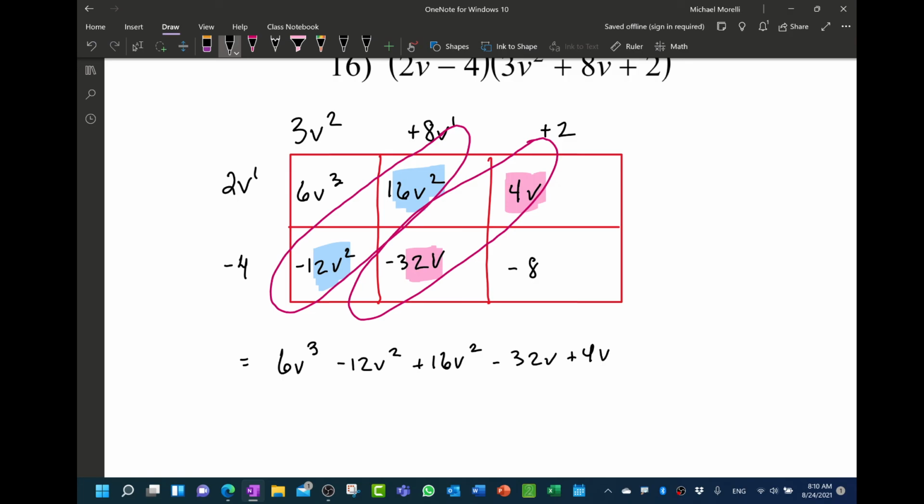All right, so we'll do that now in this last step. We have 6v cubed. And then how about negative 12 plus 16 gives us positive 4, right? V squared. And then negative 32 plus 4, well, negative 32 plus 4 is kind of like subtracting 4 from 32, but stick in the negative sign. So would that be 28? So that would be minus 28v minus 8.